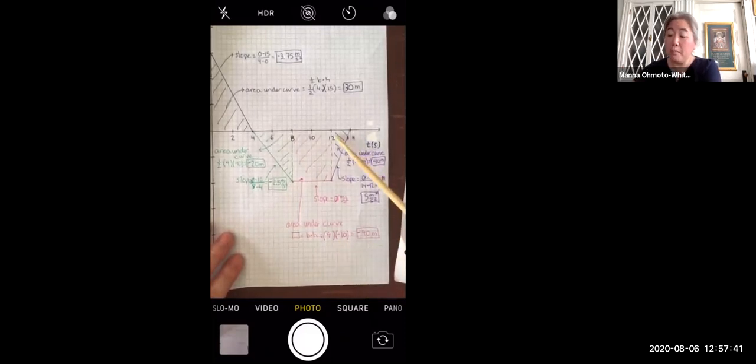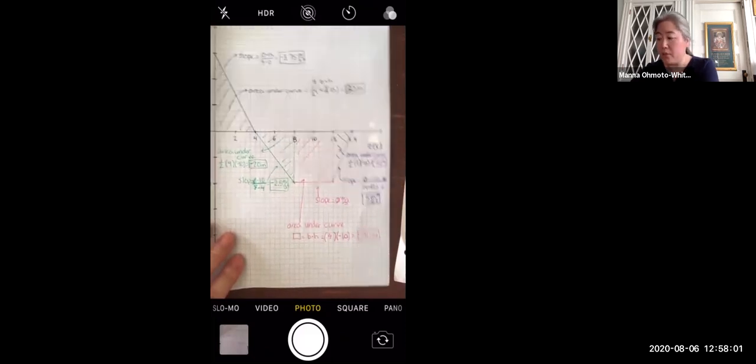And then if I look at the purple area right here, a nice triangle, my base is just 2 because it's going from 12 to 14, and my height is also still -10. So this will be 1/2 times 2 times -10 because it's a triangle. So the area under the curve here will be -10 meters.